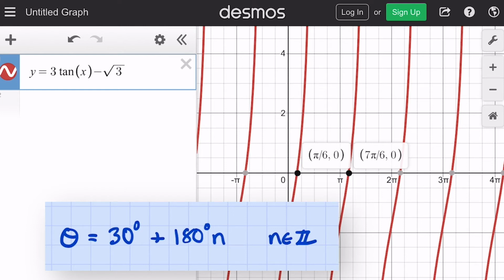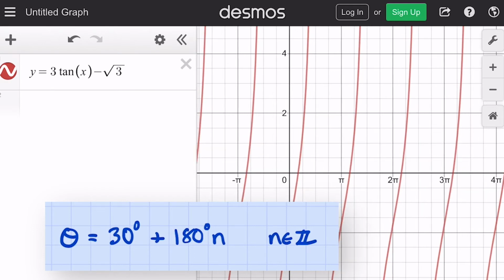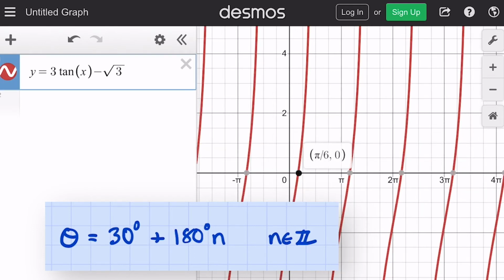And notice that all the solutions are perfectly evenly spaced apart, and they're all 180 degrees apart from each other, or pi, right, in radians here. And that's why we could just simply write the first solution and add any multiple of pi to it. Or again, in degrees, that would be 30 degrees plus a multiple of 180 degrees, which is equivalent to pi radians.